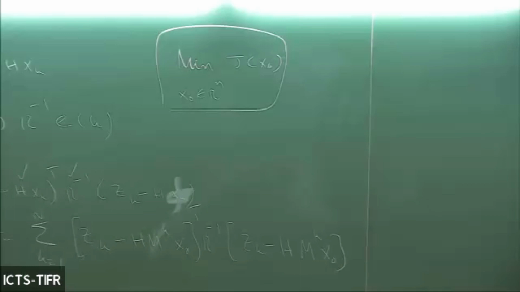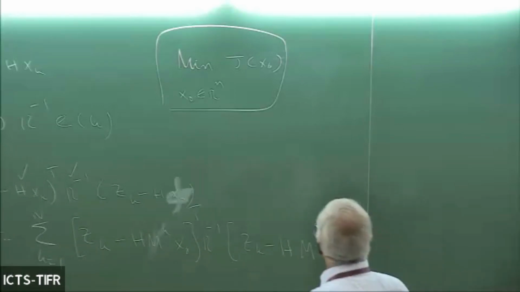M is constant, H is constant, X naught is constant but unknown. I'm given a bunch of observations, noisy. I also know the properties, the second order properties of the observation noise. Second order property means what? Knowing the mean and the covariance. So what is the next step?